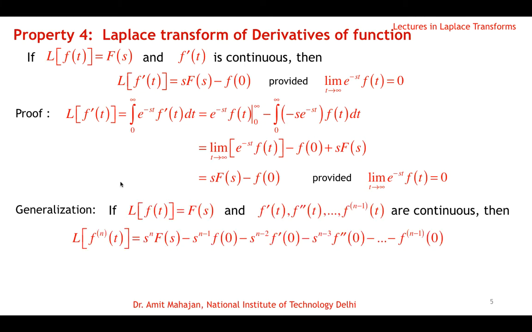So the generalization of this: if Laplace of f(t) is F(s) and the first n minus 1 derivatives are continuous, then the Laplace of the nth derivative f^(n)(t), here n in brackets means the nth derivative of this function with respect to t, will be equal to s^n F(s), here F(s) means Laplace of f(t), minus s^(n-1) f(0) minus s^(n-2) times the first derivative at t=0 minus s^(n-3) into the second derivative of the function at t=0, minus and so on, the (n-1)th derivative of the function at t=0. Okay, so you can remember this result.